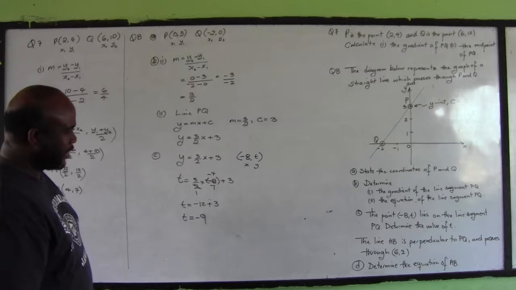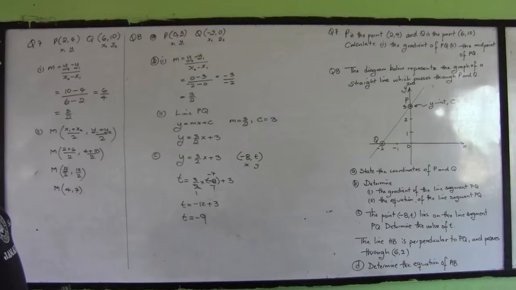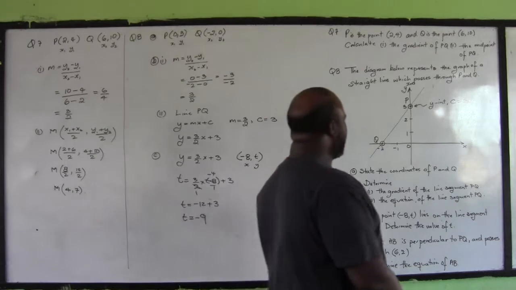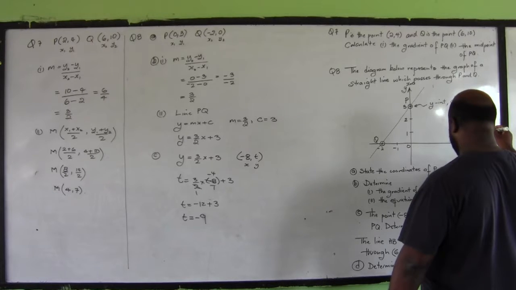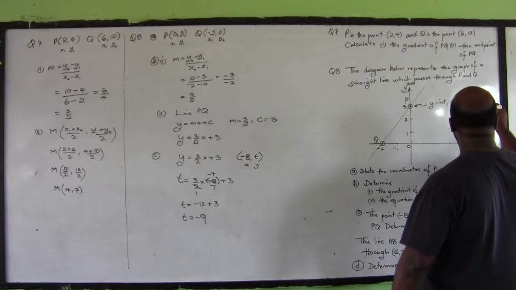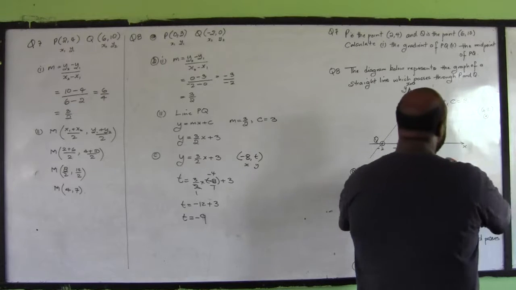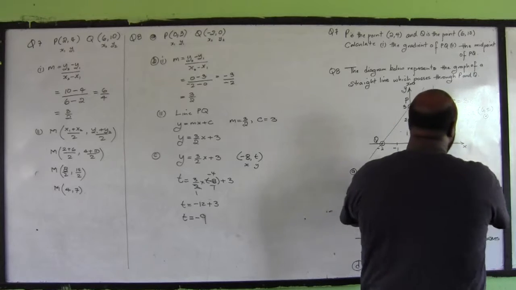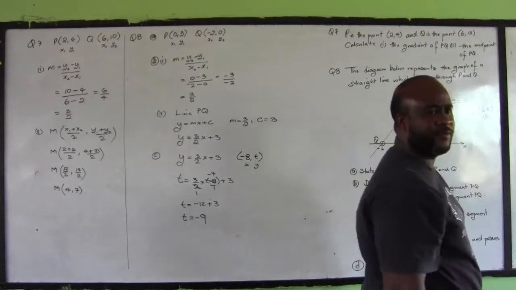Alright. Now we're told that AB is perpendicular to PQ and passes through 6, 2. Let us say that there's some point out here, and that point is 6, 2. It's somewhere out here, so x is 6 and y is 2.